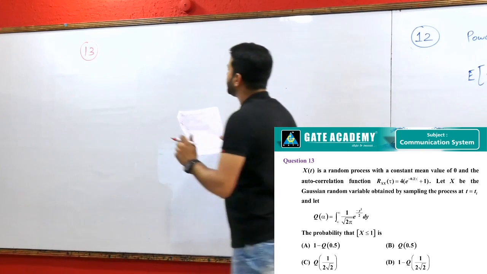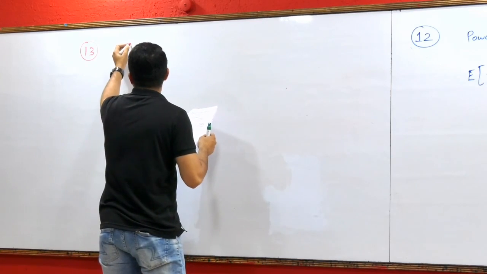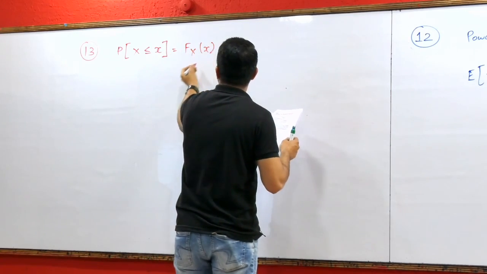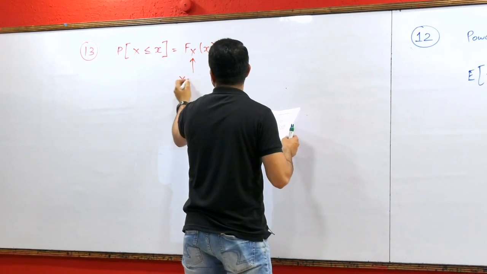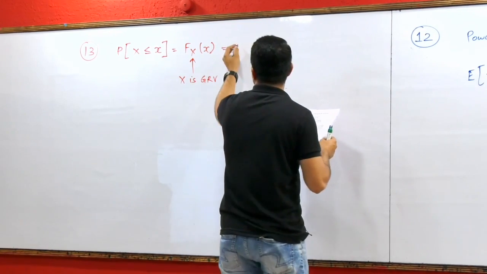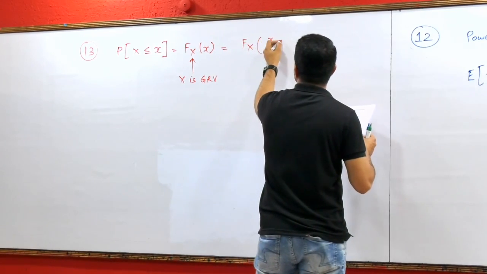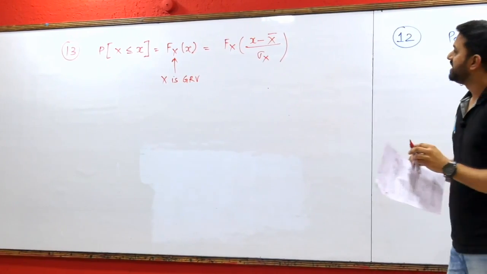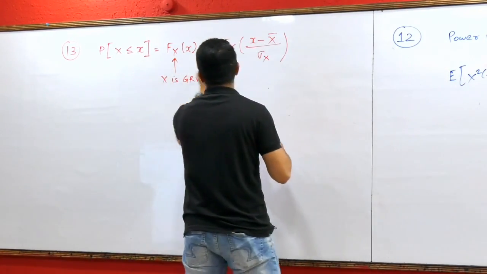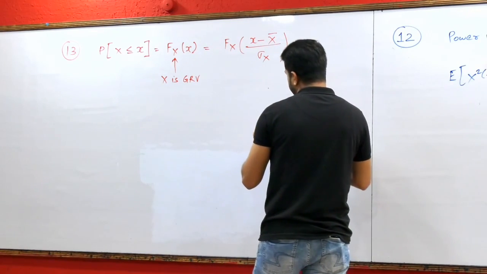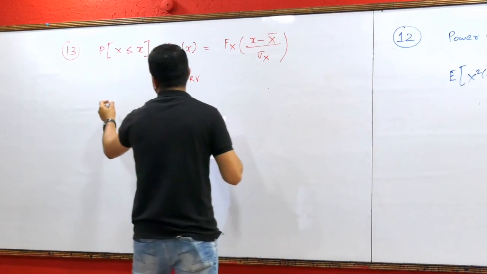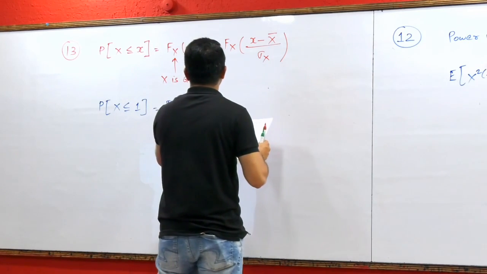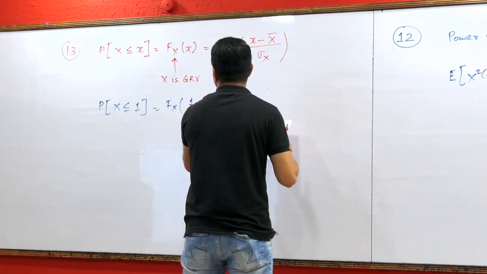In this question it is given that the random variable is Gaussian. The probability that x less than or equal to x is written as Fx of x, and if x is a Gaussian random variable, then Fx of x is given by Fx of (x minus x bar) divided by sigma x. So here we have to calculate for x less than or equal to 1. This is equal to Fx of (1 minus x bar) divided by sigma x.